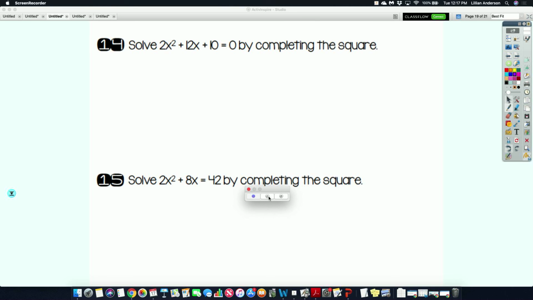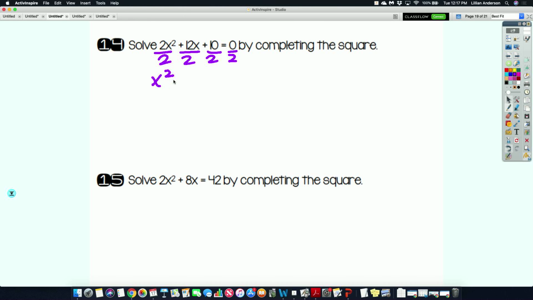Let's look at number 14. Don't forget your steps. It's 4 steps. And number 14 is not A equals 1. So to make A equal 1, I have to divide every single term by 2. So that turns into x squared plus 6x plus 5 equals 0.